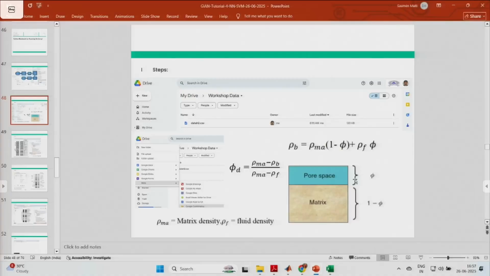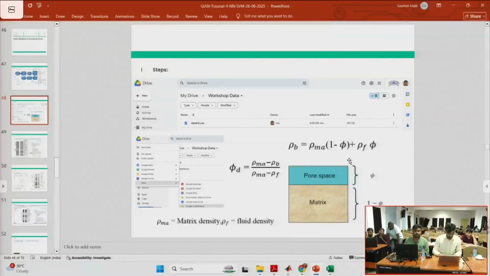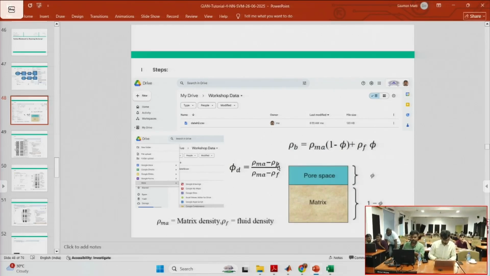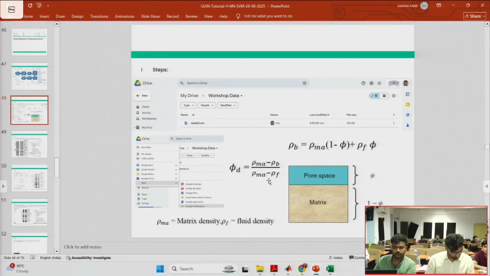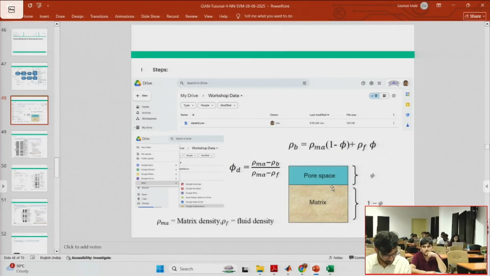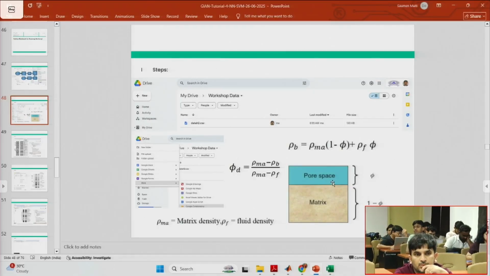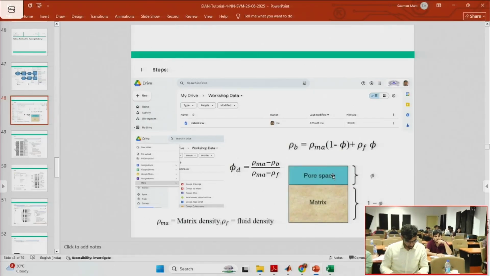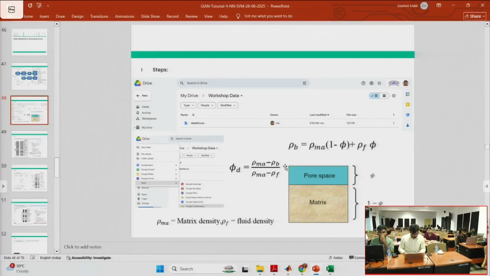So rho m is the density of the matrix. Rho m is the density of the matrix. NRHB? Rho m is from the density log. In the problem, NRHB is there, I mean the density of the different tools. That is the density part of the different tools.